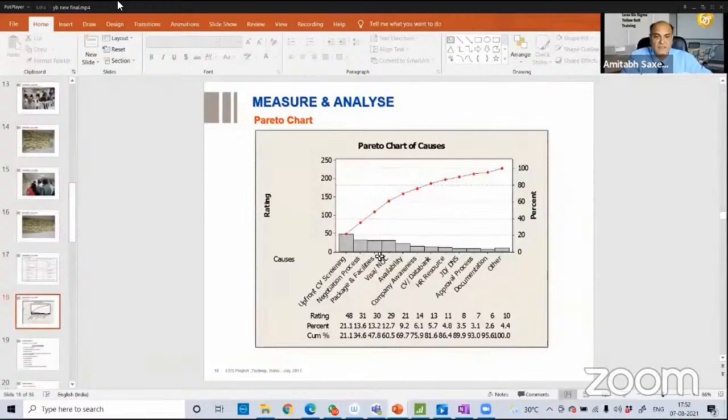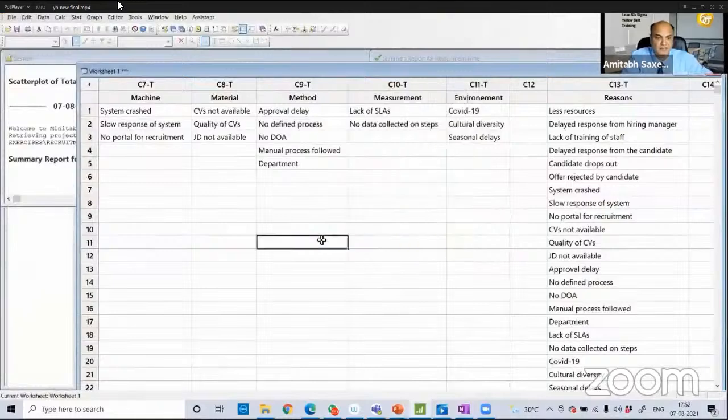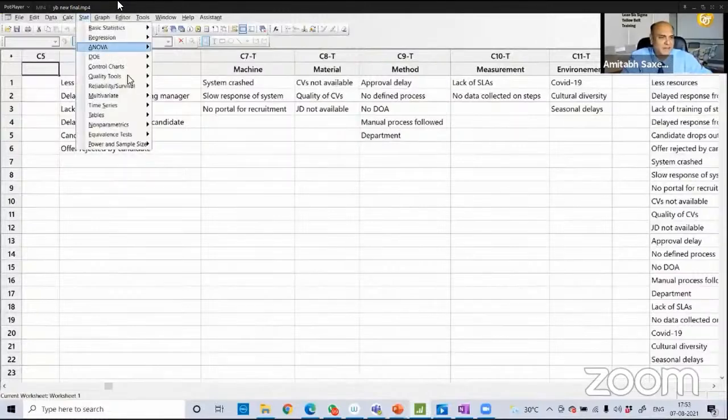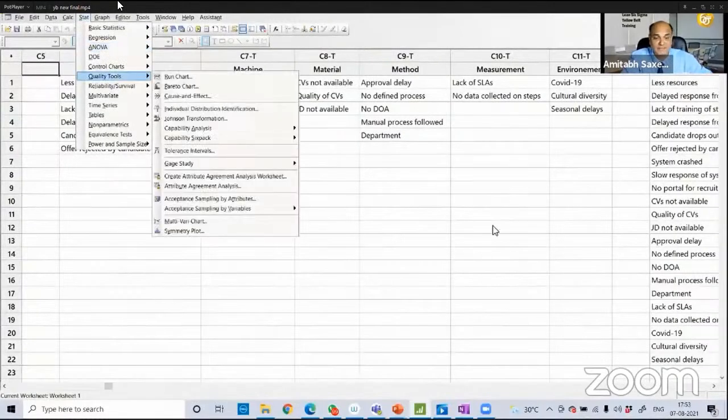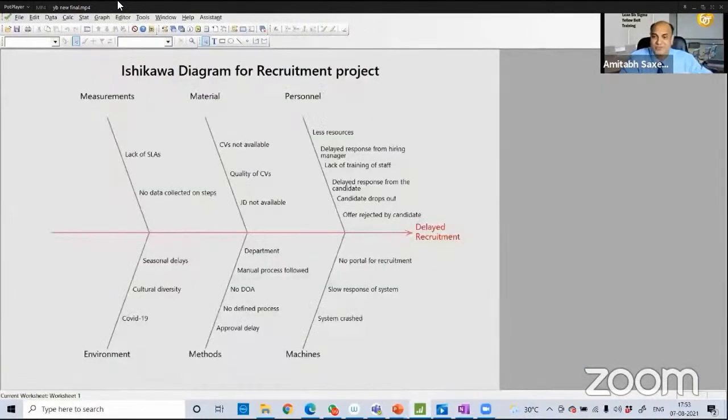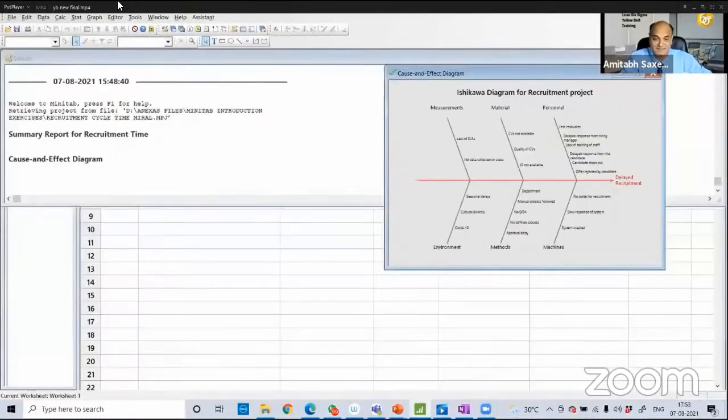So this is the man, machine, material, method. These are the causes. I can quickly do it. Nowadays, everything is automated. Don't have to really worry. So I make the cause and effect diagram. Okay. Delayed recruitment is due to so many causes. Well, I can't work on all the causes. So what I'll do, I'll prioritize.